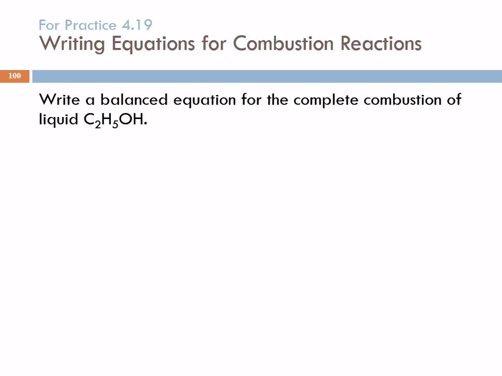So to write the balanced equation, let's start with C2H5OH. Combustion means this is going to be reacting with oxygen. We're not specifically telling you that the other reactant is oxygen. You need to know that. In a combustion reaction, oxygen is required. And then the products are going to be the same, CO2 and H2O. And then we have to figure out how to balance it.